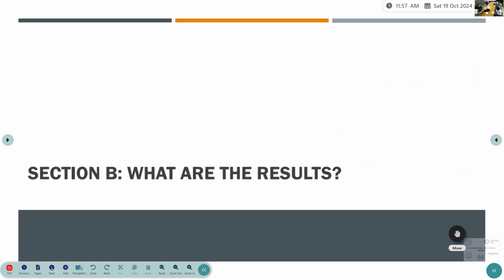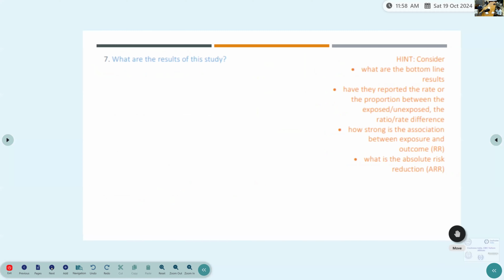So now that we have looked at whether the results are valid, we have identified some of the limitations of the analysis that the authors have done and some of the ways that they have recruited the cohort. However, we'll go ahead and look at the results here. So the question here is, what are the results of the study? What is the bottom line? Whether they have reported the rate or proportion between the exposed and unexposed, and how strong is the association between exposure and outcome.